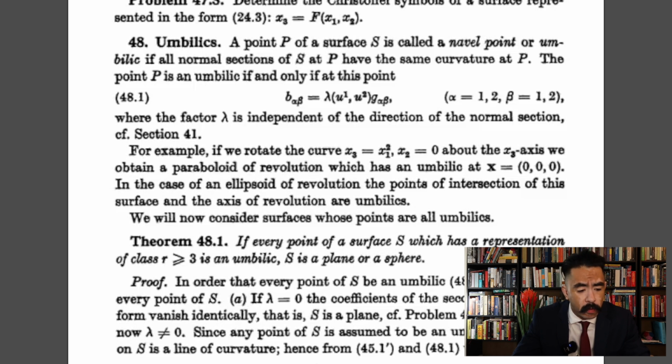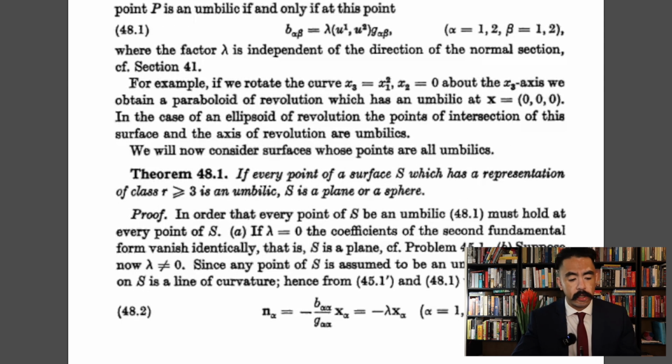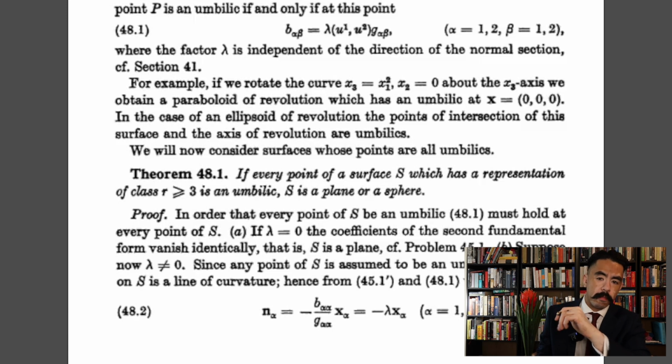For example, if we rotate the curve x3 = x1² and x2 = 0 about the x3 axis, we obtain a paraboloid of revolution which has an umbilic at the vector x equal to (0, 0, 0). In the case of an ellipsoid of revolution, the points of intersection of this surface and the axis of revolution are umbilics. We will now consider surfaces whose points are all umbilics. Theorem 48.1. If every point of a surface S which has a representation of class r ≥ 3 is an umbilic, S is a plane or a sphere.